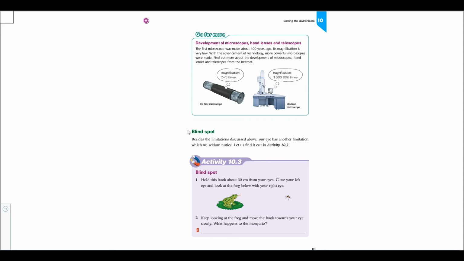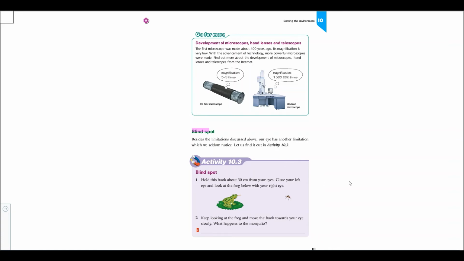Alright. So the next topic about vision is about sight, called blind spot. So apart from the limitations, there is another limitation, not about the object but about our structure. It's called blind spot. So what is blind spot?